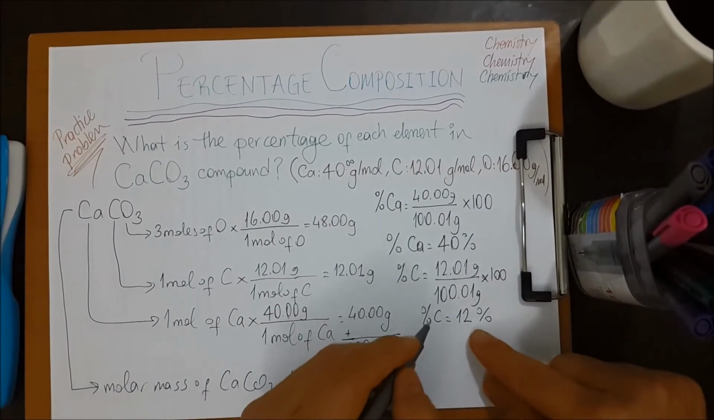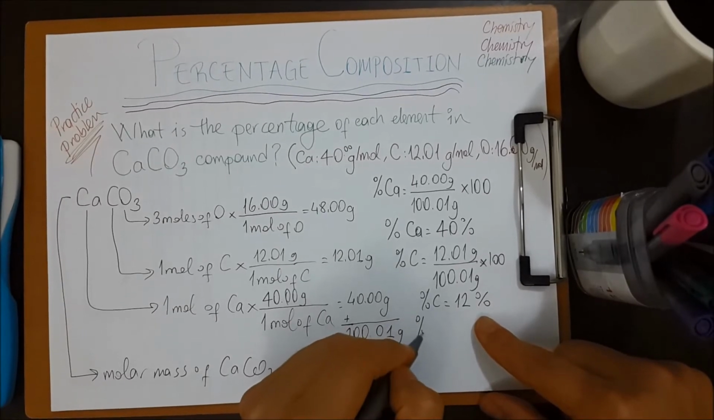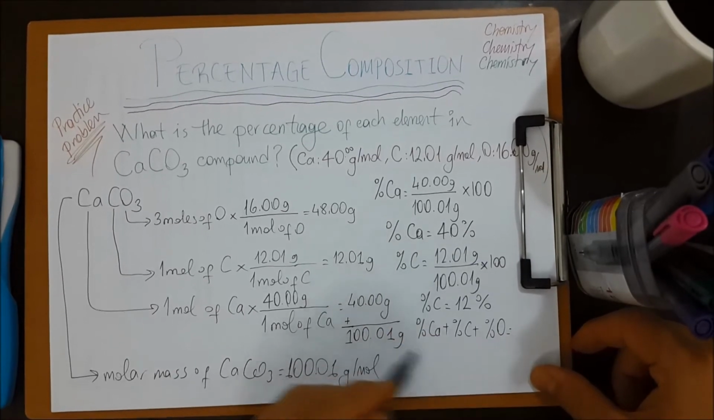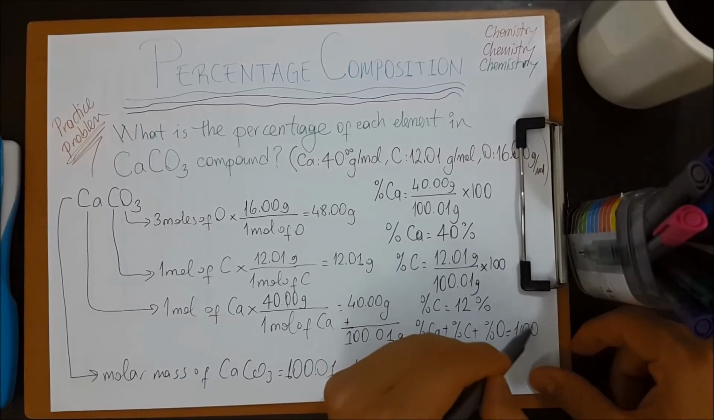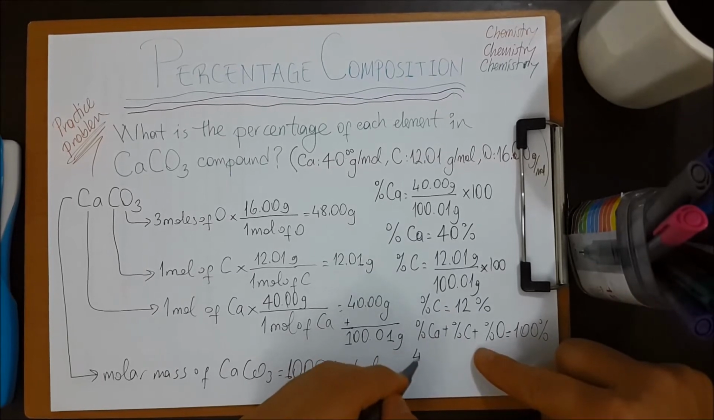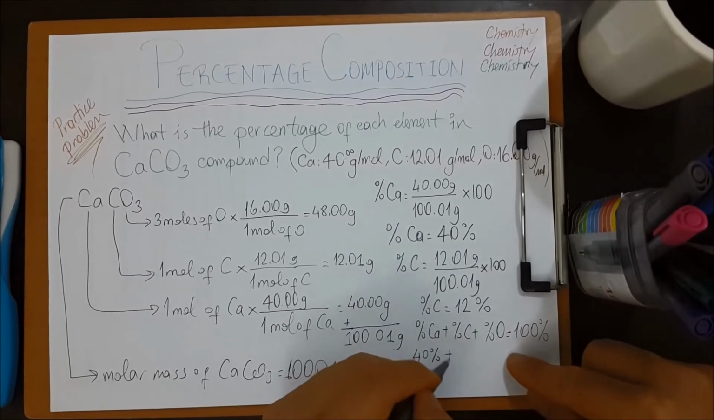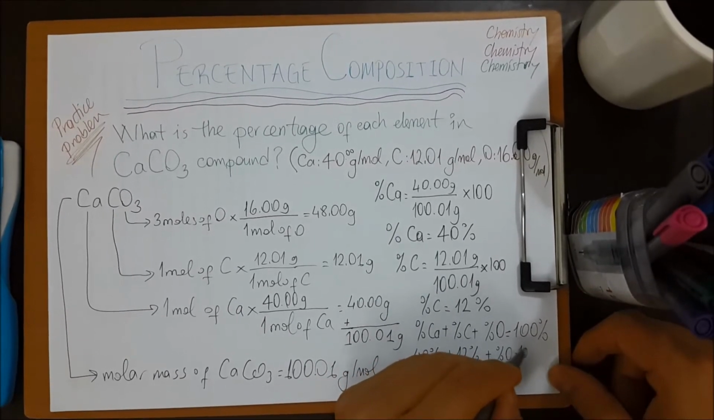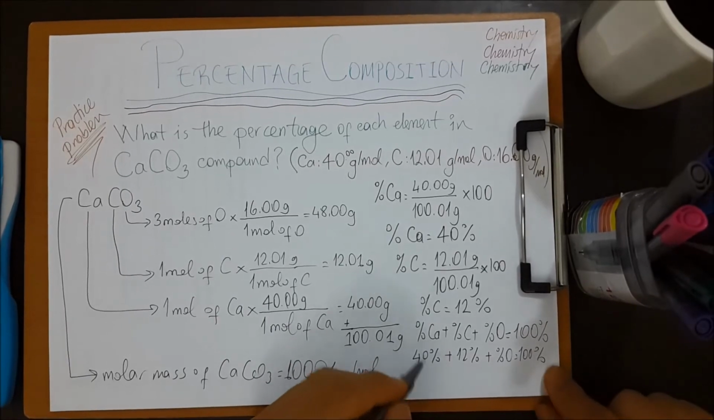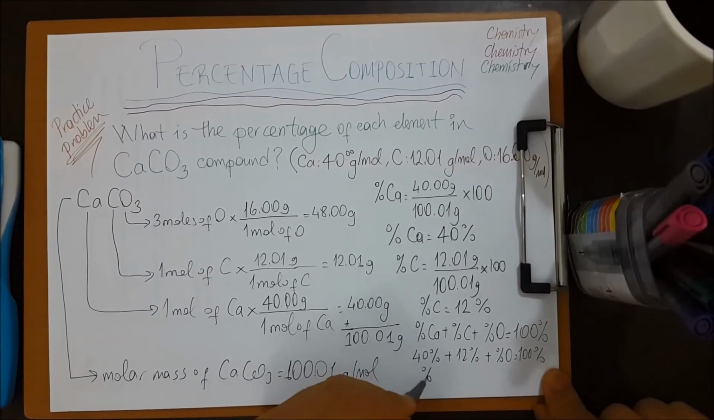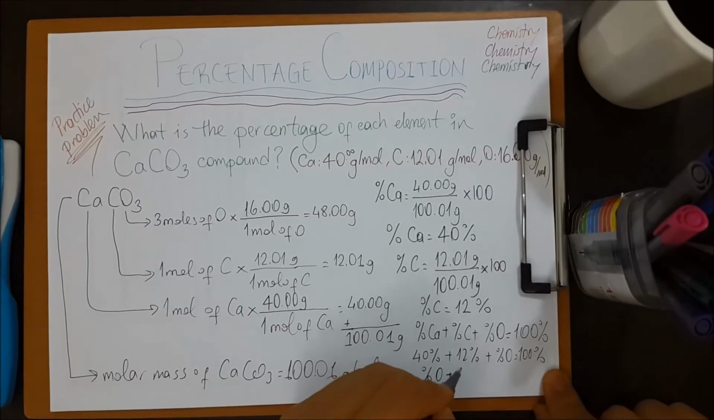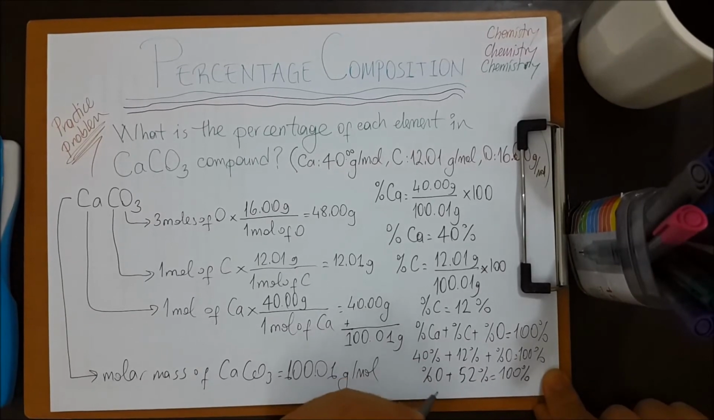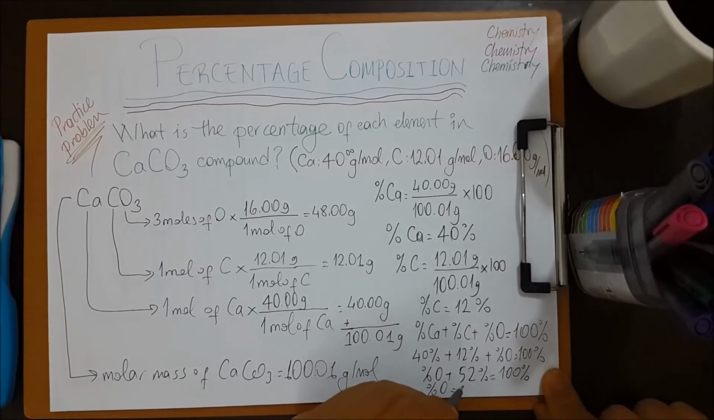Okay. And you want to sum them. Percentage of calcium plus percentage of carbon plus percentage of oxygen. The summation must give 100%. So 40% is the percentage of calcium, 12% is the percentage of carbon, plus percentage of oxygen is equal to 100%. And it makes percentage of oxygen plus 52% is equal to 100%. And then percentage of oxygen by mass will be 48%.